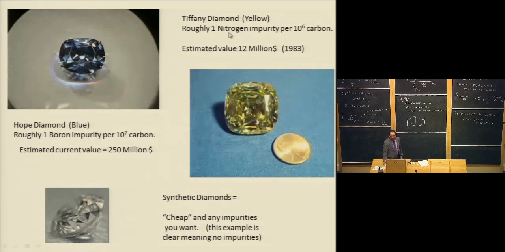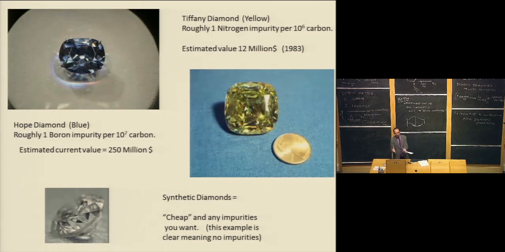Anyway, if you add a nitrogen atom per 1 million carbons, it turns the diamond a rather yellow color. This is the Tiffany diamond, also highly valuable, owned by the Tiffany Company, and I believe it's in their store in New York. Estimated value, well, it's probably a lot more than 12 million now. It's a rather large, beautiful diamond, and the color of the diamond is coming entirely from impurities.